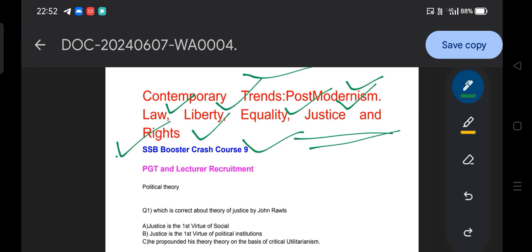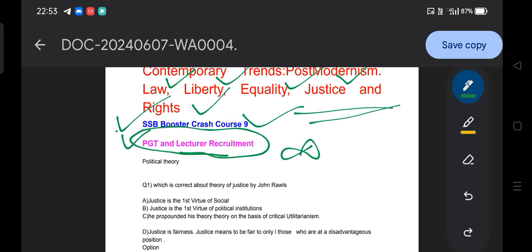It is very important for our PGT and lecturer requirement, and your exam is going to be conducted very soon, followed by the admit card, also very soon. The TGT exams have already been conducted, and it followed a phase-wise manner. So after the completion of the TGT exam, there is a huge chance you will get an admit card or a notification. So for that you need to continuously prepare. Without delay, let's start quickly.